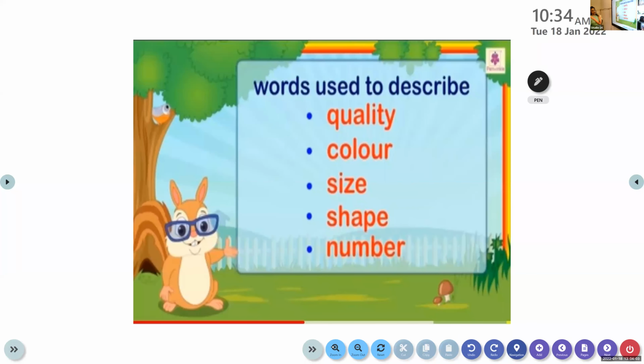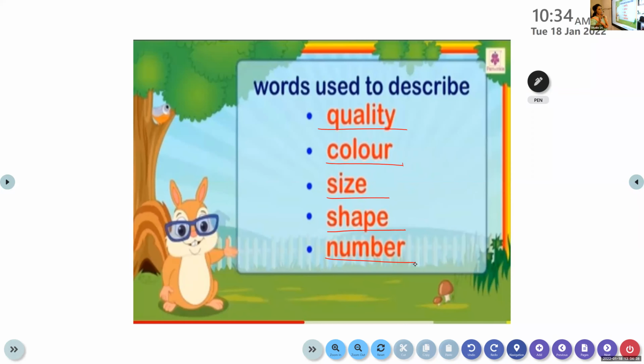Adjectives are words which describe the quality, color, size, shape, and number. That is how we are going to identify the adjectives in a sentence. Okay, so adjectives are words which describe what? Quality. That is a smart boy, a good boy. That is the quality of a person.